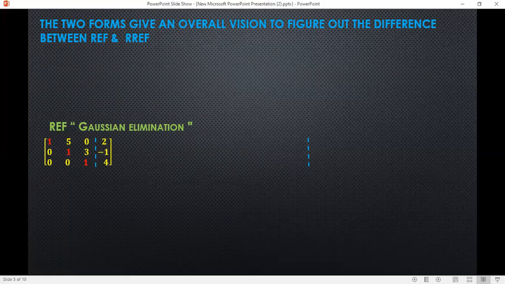Then we can make different operations on the augmented matrix to convert it into the row echelon form.